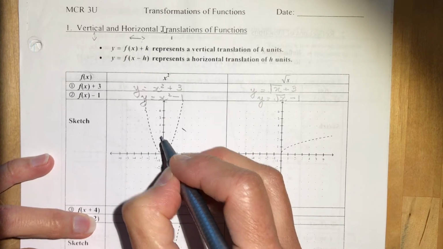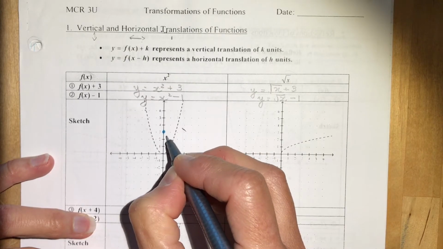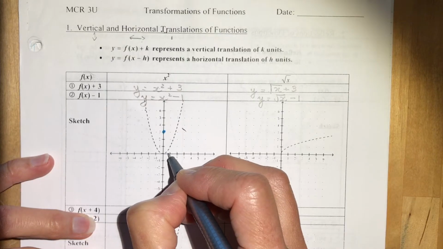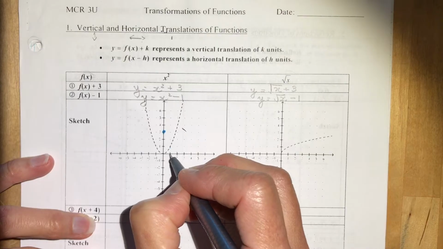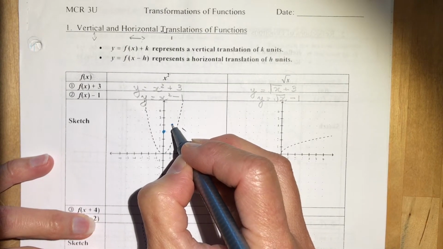So I'm going to go up 1, 2, 3. So here's my vertex, 0, 0, now at 0, 3. The next point, you should know that if you go over 1 on a quadratic, you go up 1 for x squared: over 1, up 1.